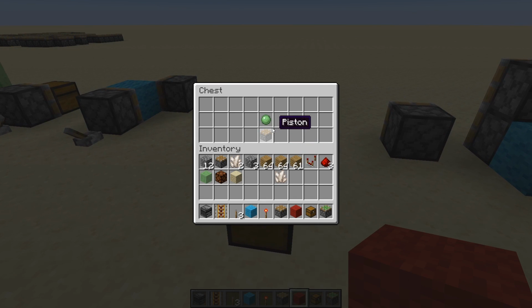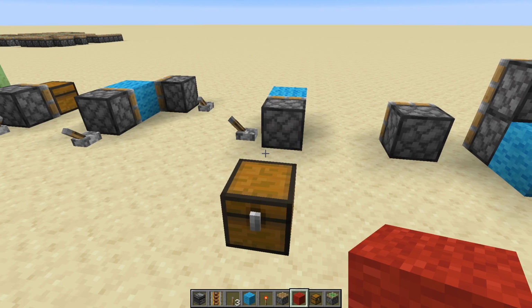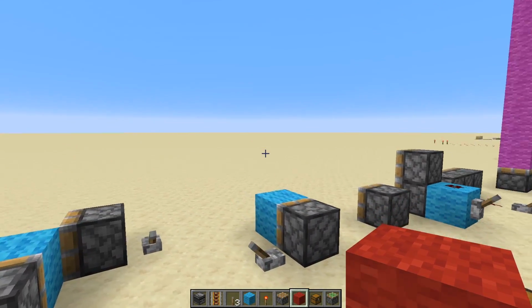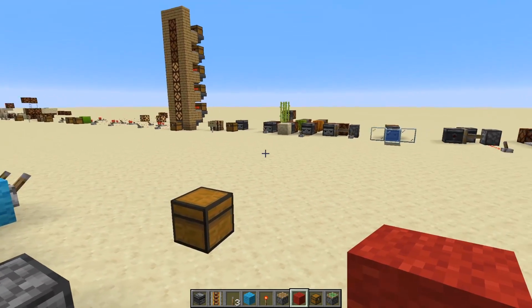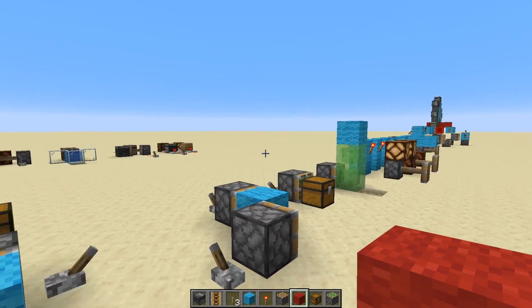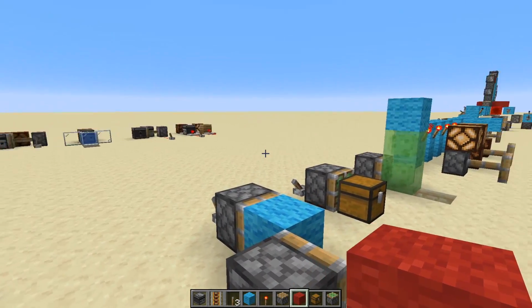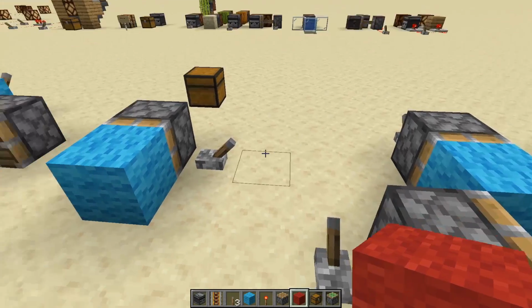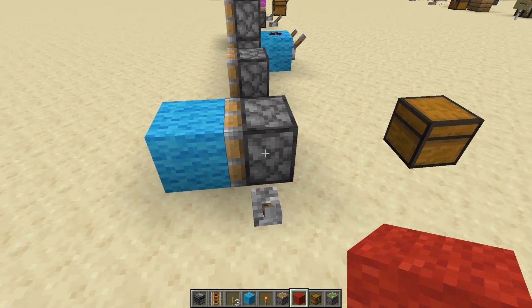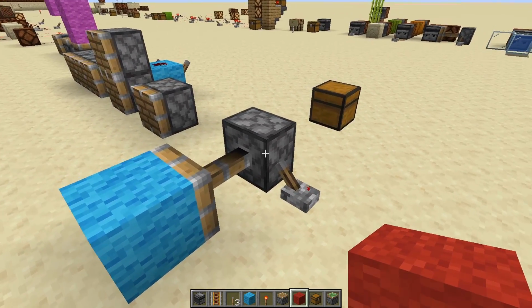As you can see, the sticky piston is just made by adding a slime ball on top of a piston. You can get slime in slime chunks, or you can go to swamp biomes, where slimes spawn at night. It is kind of a pain, but if you ever find a slime chunk and make a slime farm over there, you'll never have any issues with making slime blocks or sticky pistons anymore. But if you take a look at this piston over here, this is a sticky piston.